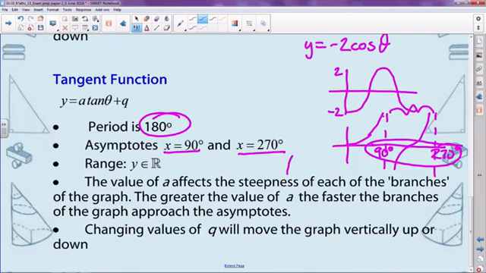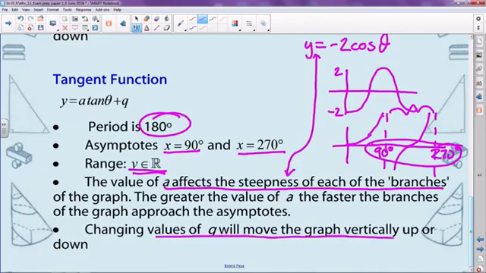Because the tan function carries on going forever, all the way up and all the way down, the range is infinite. The value of A affects the steepness of each of the branches of the graph, and changing the value of Q will move the graph vertically up or down.